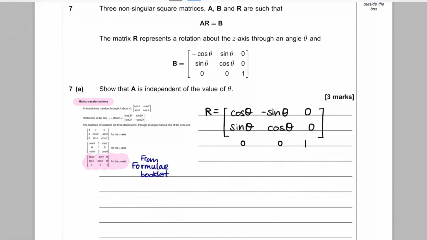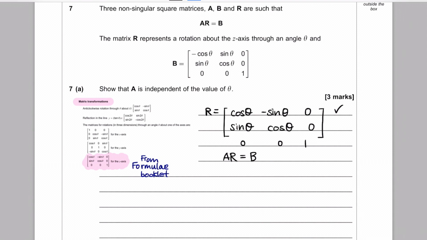The matrix R represents a rotation about the z-axis. So from your formula booklet, it corresponds to the matrix of the very last line. If you just copy that from your formula booklet, R is as such. And our matrix equation is AR is equal to B.